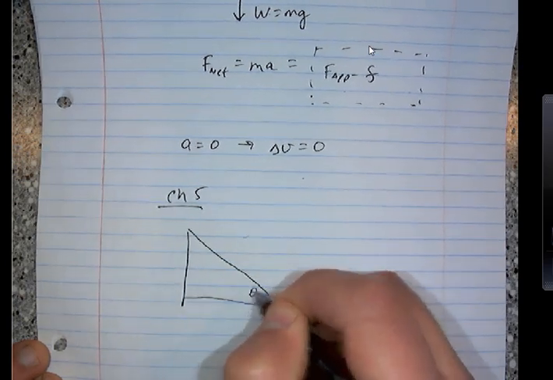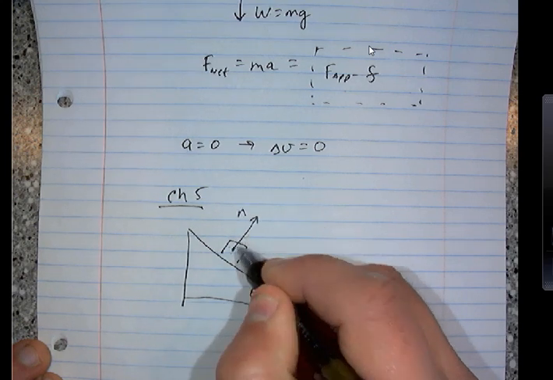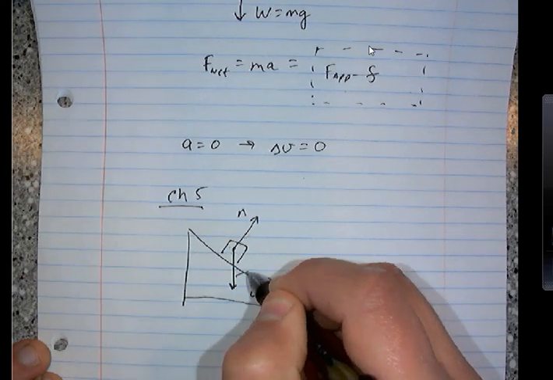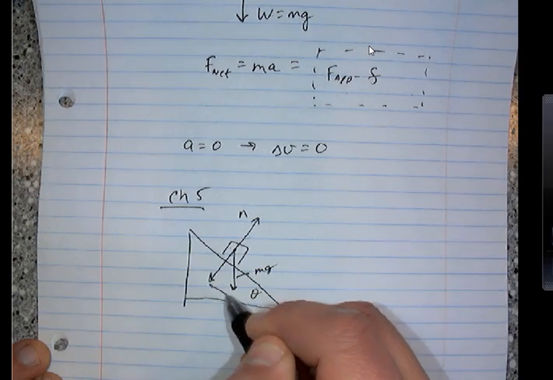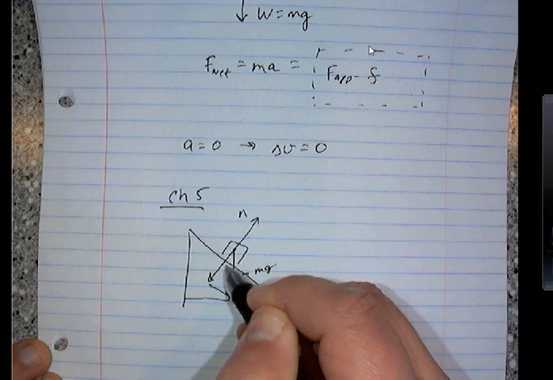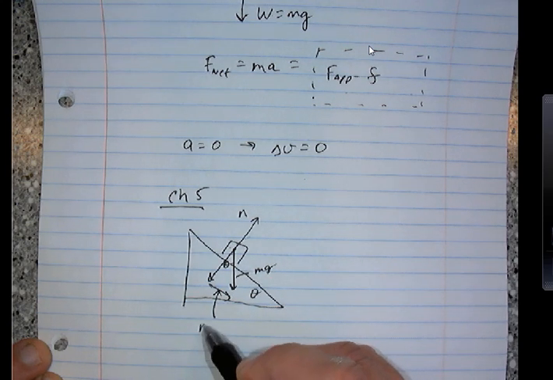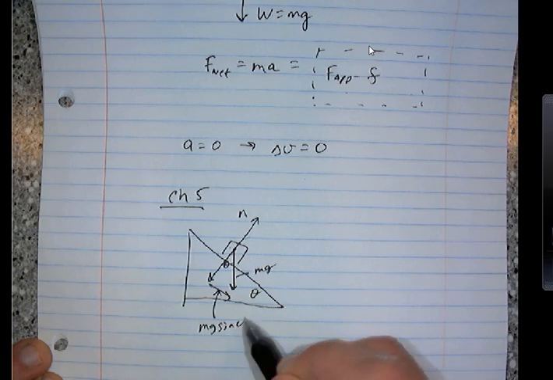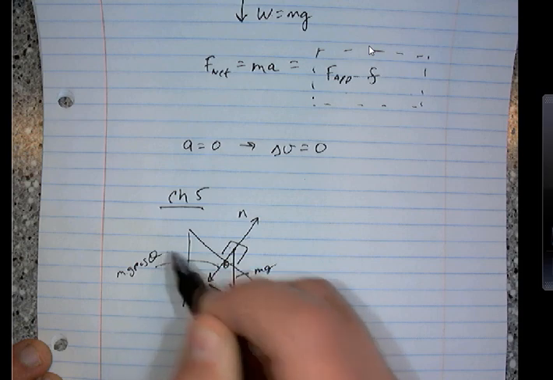So if this is theta, this is some kind of object here. We saw that this is the normal force. This is mg, and you can break mg into its components. And we saw if this is theta, this is back to being theta. The part down the incline turns out to be mg sine theta, and this part here is mg cosine theta.